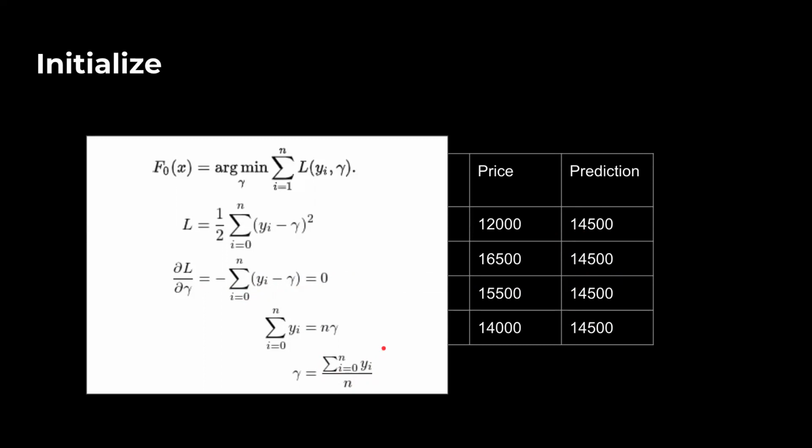So that is why, given this loss function, the prediction that gives us the minimum loss is the average of the prices. So that's the intuition behind why we take the average.